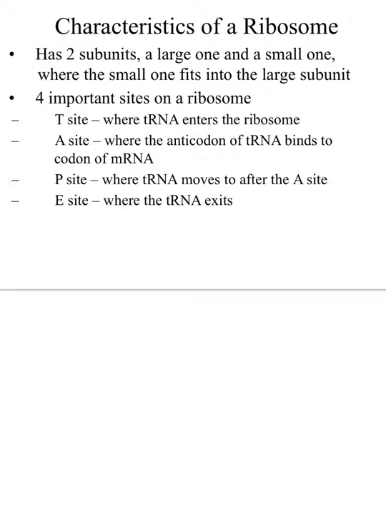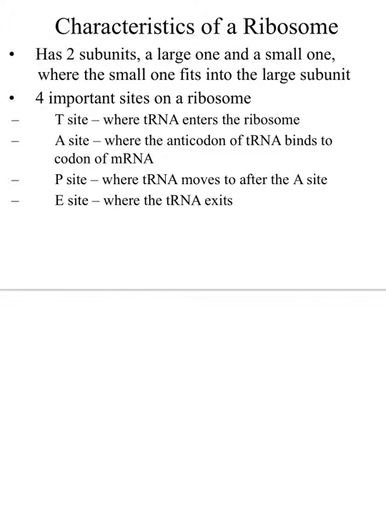Because a lot of the work of the protein being made is being done on a ribosome, we need to know the structure of a ribosome. It's not just a small dot found in the cytoplasm. It actually has two subunits, a large piece and a small piece, and the small one fits into the large one. When protein synthesis is occurring, the two pieces of the ribosome are together. When protein synthesis is not occurring, they are apart.